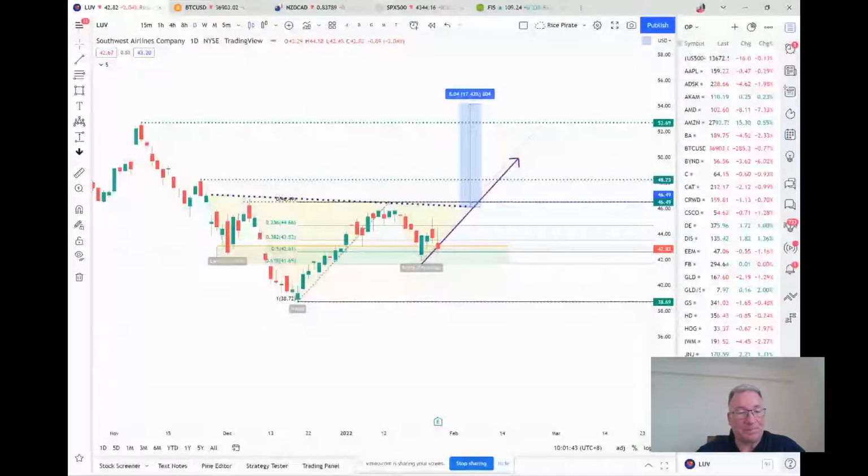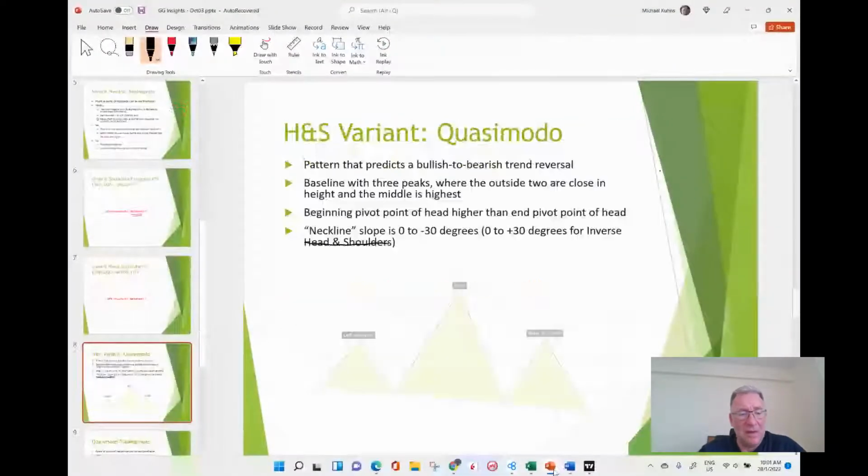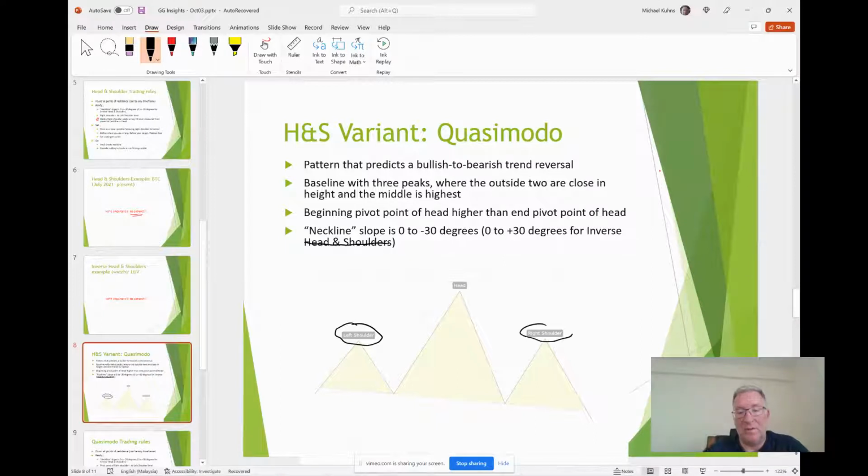A Kazimoto is a variant on a head and shoulders where the pattern also predicts a bullish to bearish trend reversal, but there's a difference. You still have your baseline with three peaks. Your left shoulder is going to be in the area of your right shoulder, and your head is higher.